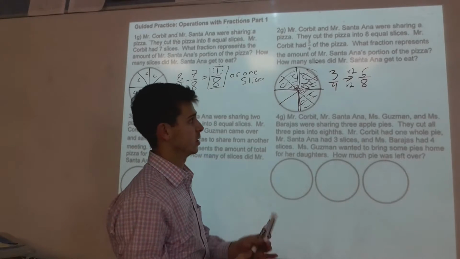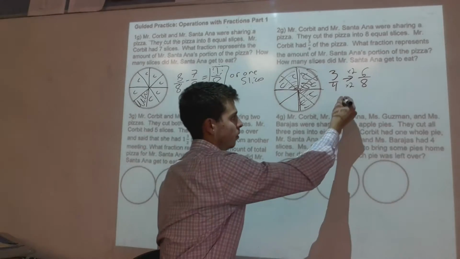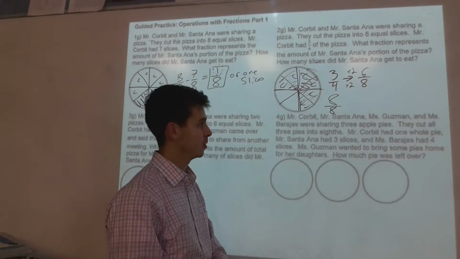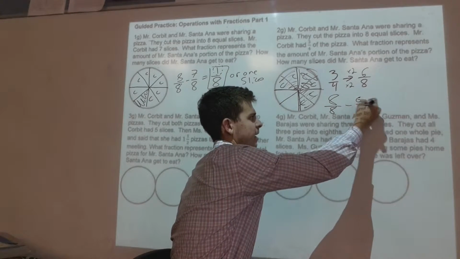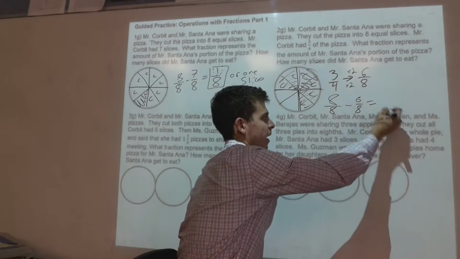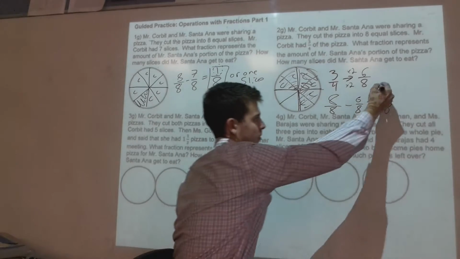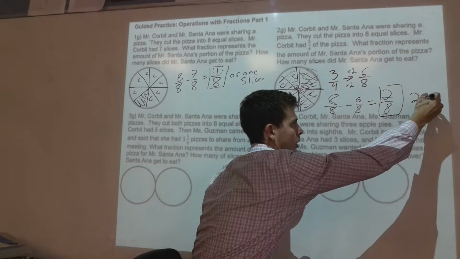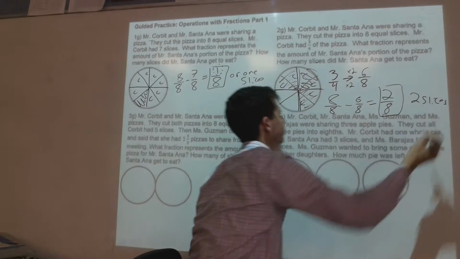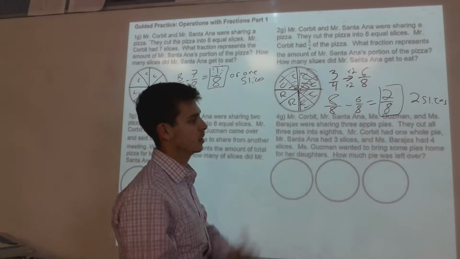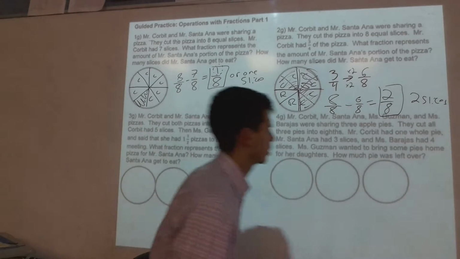So how many slices does Mr. Santa Anna get? Well, there's a total of 8 slices. That's a terrible 8, I apologize, but I've written worse. And we're going to subtract 6 out of 8 from that, and that gives me 2 out of the 8 slices, or 2 slices. Here are Mr. Santa Anna's slices. Alright, let's go to problem 3.